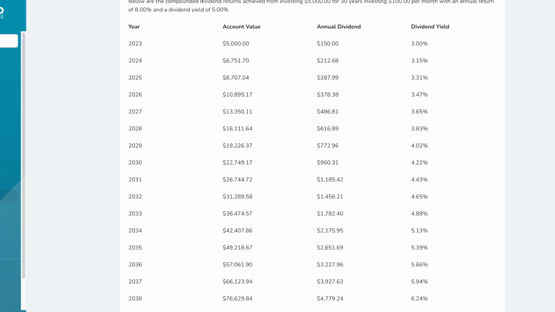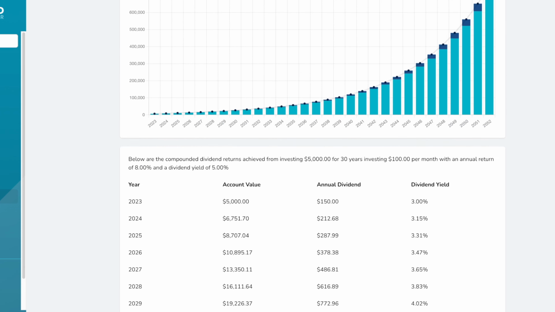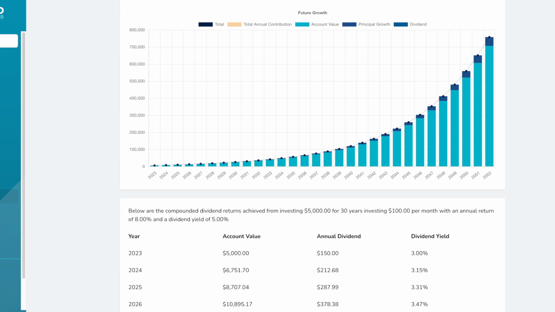And now your $5,000 would be worth over $650,000. And your annual dividend income would be $52,000. And really, you can see a majority of that account value came in the last 5 to 6 years.